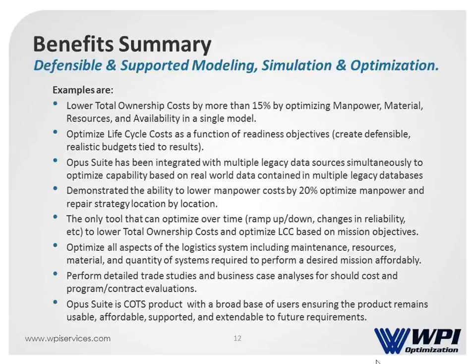And then lastly, we want to demonstrate our ability to lower manpower costs, again, given that it's the largest account, and our repair strategy location by location. And Opus provides the capability to optimize over time, whether that's ramp up and ramp down, changes in reliability, or maybe it's tech refresh, to lower total ownership costs and optimize our lifecycle costs based on these mission objectives. We're going to optimize all aspects of our logistics system, including maintenance and resources, material, and quantities of systems required to perform a desired mission affordably.